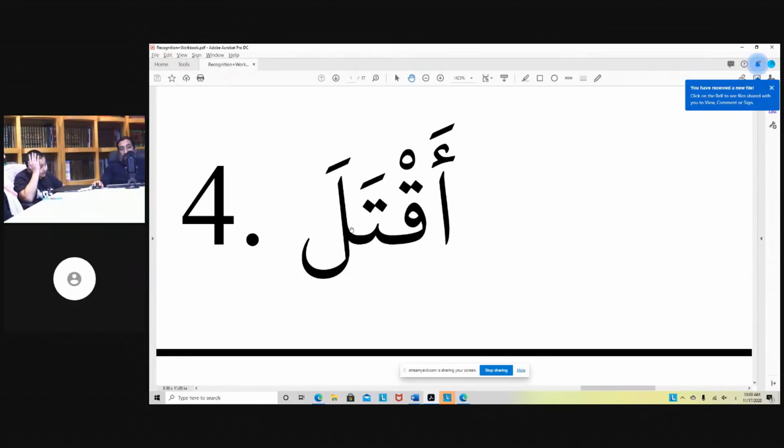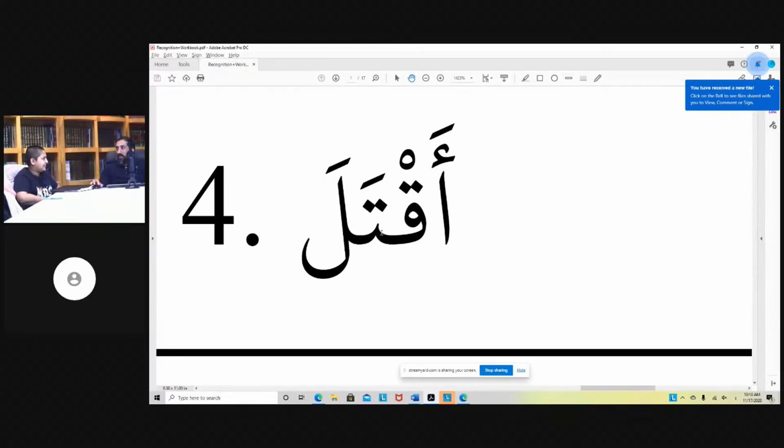Islaman, iqtalan. Aqtala yuqtilu iqtalan fahuwa muqtilun. Try that. Muqtilun, like muslimun. It's just gonna rhyme with those words. You're overthinking it. Remember yesterday I said just make it rhyme and don't think piece by piece. Just look at the whole thing as one. Muslimun, muqtilun. It was uslima, right? Now make this word sound like it rhymes with uslima.